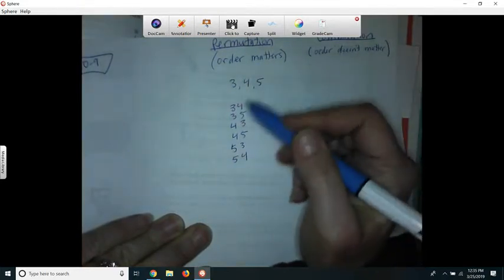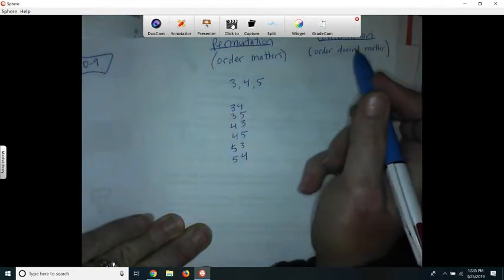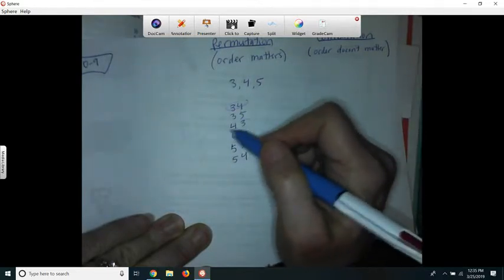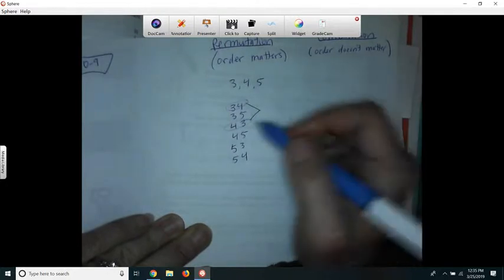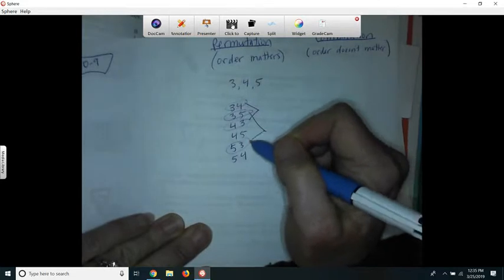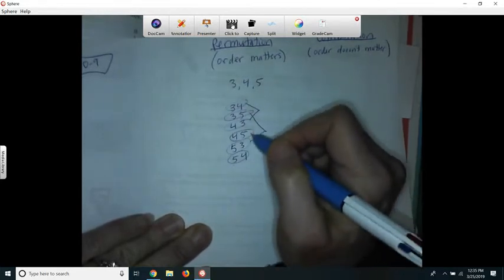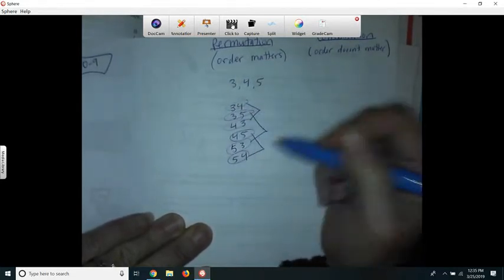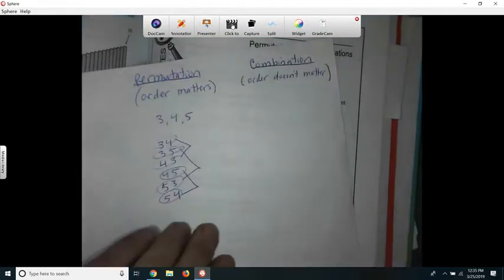But if I wanted combinations, a combination of 3 different digits taken 2 at a time, well, I'm not going to have as many if the order doesn't matter. Because the 34 and the 43, those are the same. And the 35, like this one and this one, are the same. I'm only going to have 3 combinations.